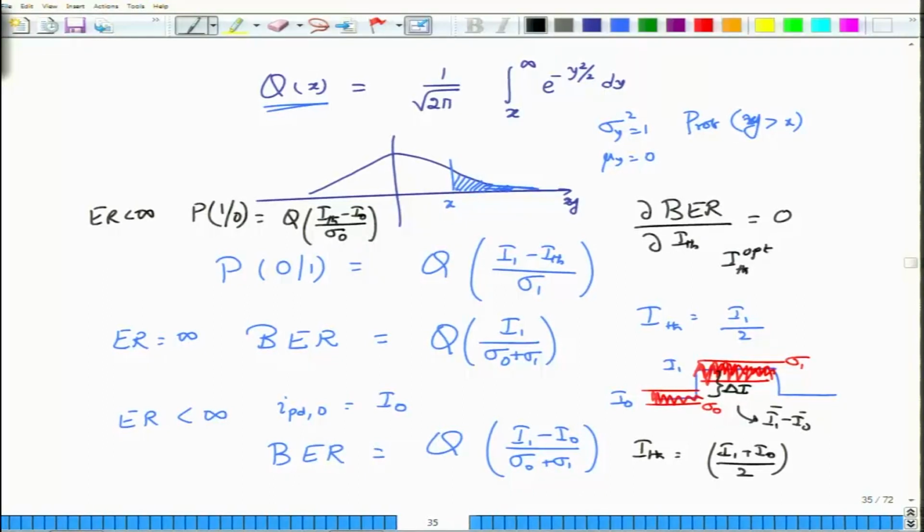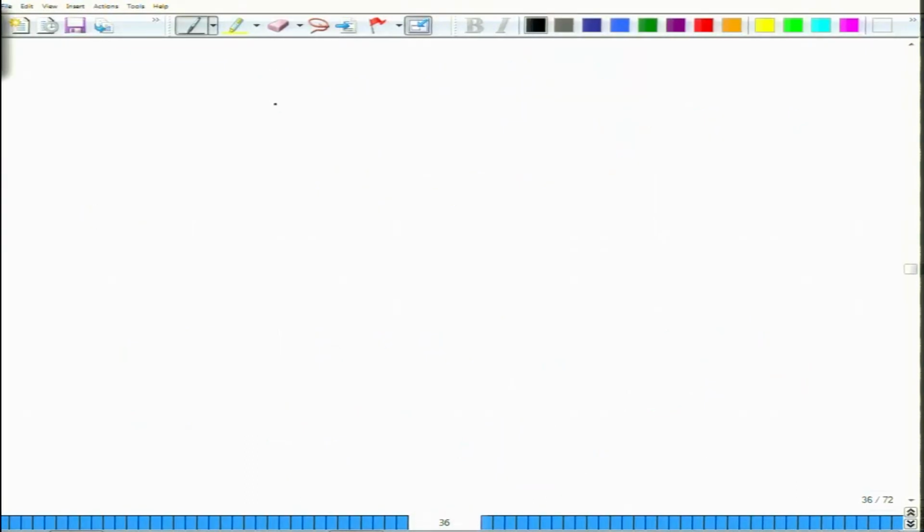And that is something that we are not going to do here, but you can show with some approximations that the optimum threshold value is given by sigma 0 I1 plus sigma 1 I0 divided by sigma 0 plus sigma 1. So, this is the optimum value. Again you have to assume here that the probability of sending a 0 will be equal to the probability of sending a 1, because if these probabilities are different, then again the optimum value will be different.